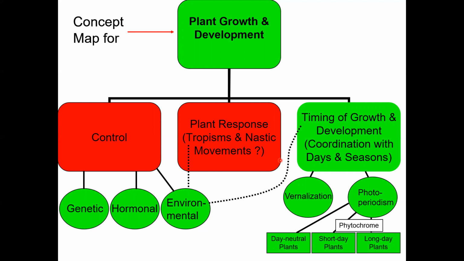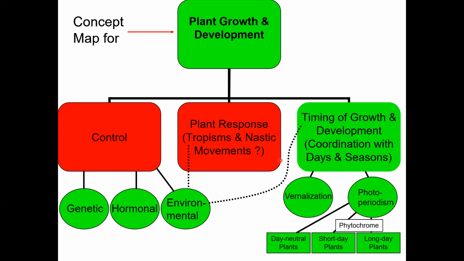You've got control, you've got the plant responses, and then you got the timing of growth and development, which is the topic we probably will have to defer to some extent. We'll see how it goes. As for control, we'll address the three factors with hormones first, then we'll talk about the responses to the hormones. But now we're going to deal with a few more concepts on this concept diagram.